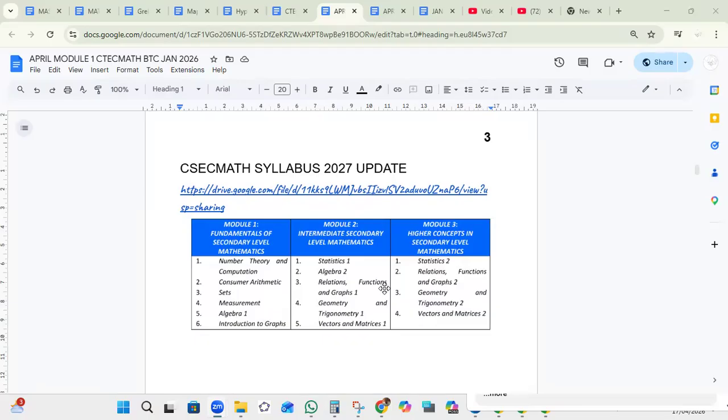Now, as you can see, I noticed that transformation is not there, but it is there in the original CSEC math. But it will not be evaluated moving forward. But let's say you want to use ChatGPT to prepare for the topic of transformations.